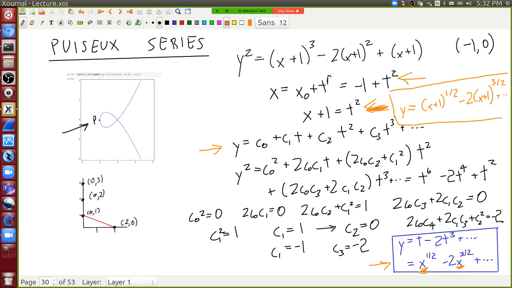So pretty much at any point on an algebraic curve, we can find series expansions. They might be fractional power series expansions. We can do series expansions to find the values in our curve.